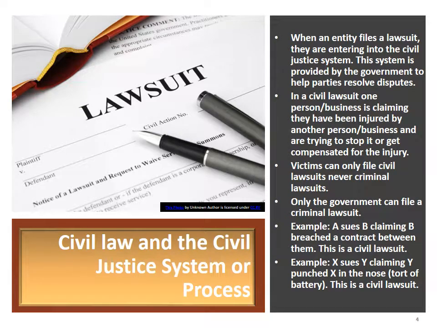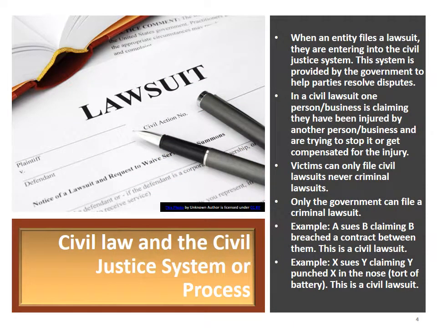Civil law and the civil justice system or process. When an entity files a lawsuit, they are entering into the civil justice system. This system is provided by the government to help parties resolve disputes. In a civil lawsuit, one person or business is claiming they have been injured by another person or business and are trying to stop it or get compensated for the injury. Victims can only file civil lawsuits, never criminal lawsuits. Only the government can file a criminal lawsuit.